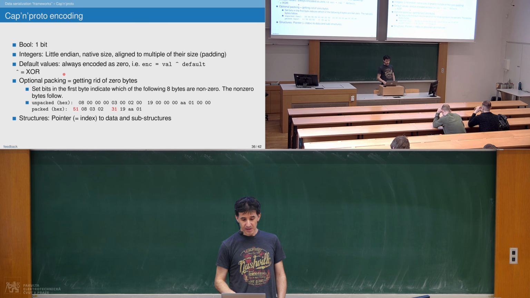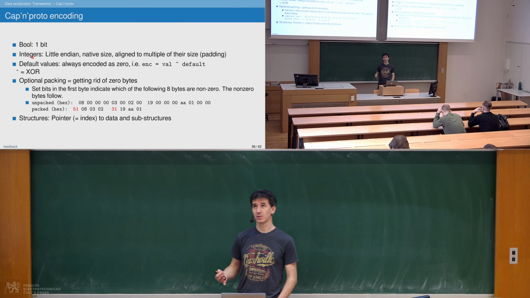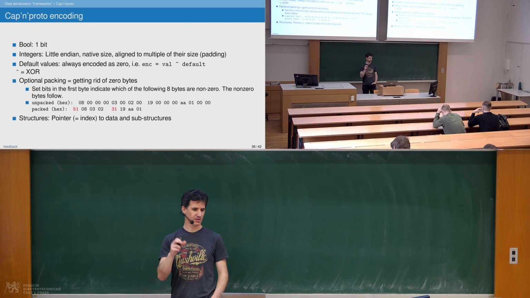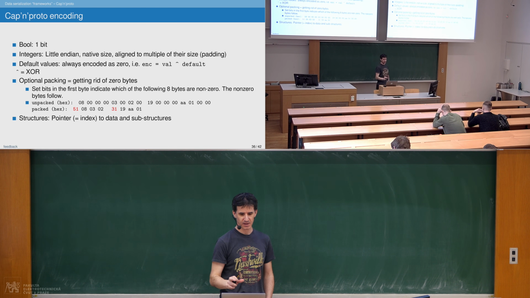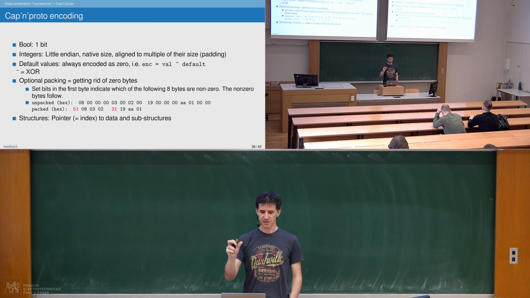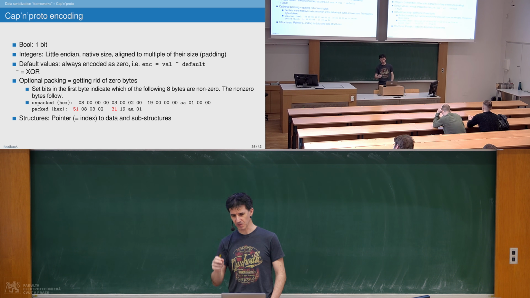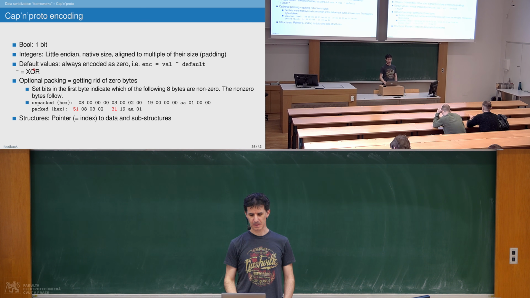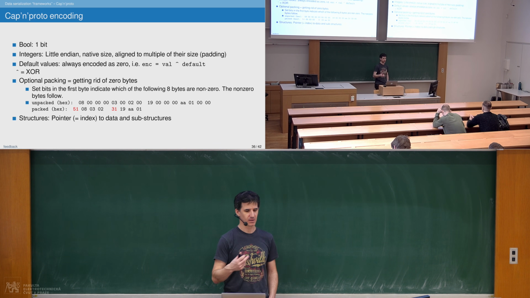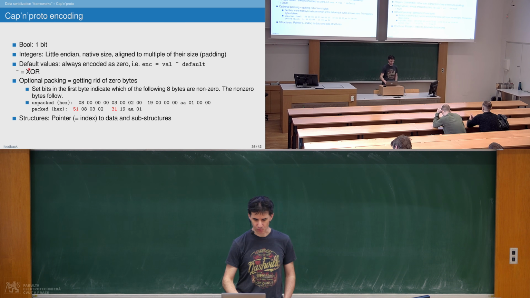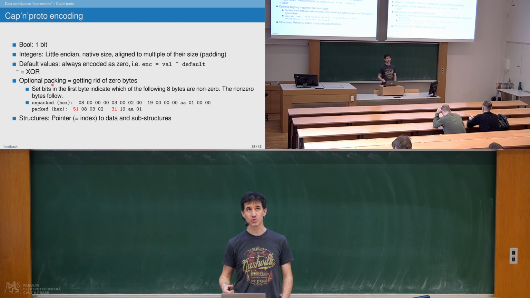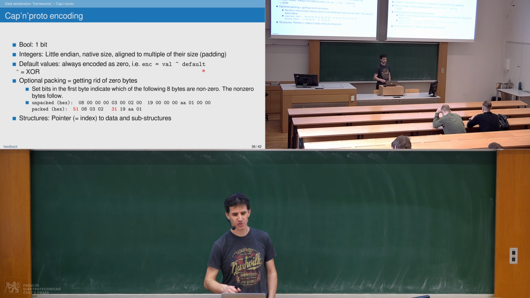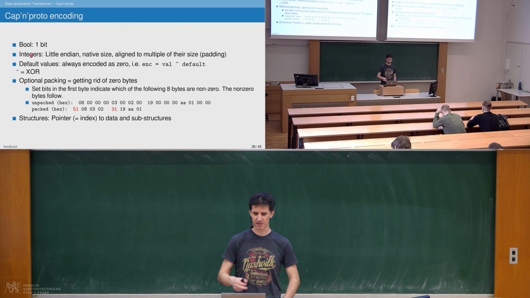Given that all the integers are stored natively, if you have a 32-bit integer, it's 4 bytes. Even if this 4-byte integer is a very small number, like 1, 2, 3 or something like that, it is still stored as 4 bytes, and the space efficiency is not very high. So optional packing basically allows getting rid of all zeros, not only those zeros from the default encoding, but all zeros, even from normal integers if they are small.